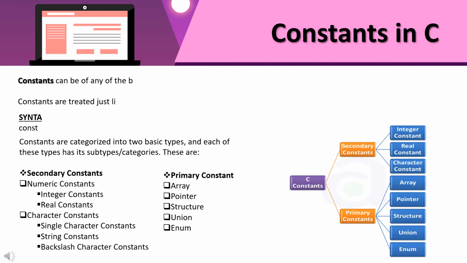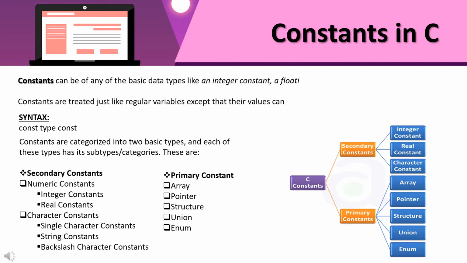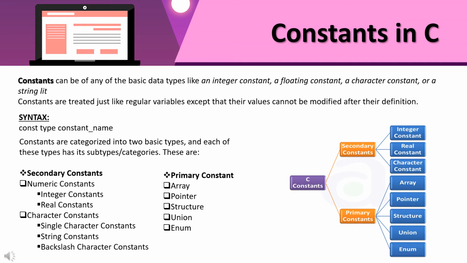Constants in C can be of any of the basic data types like an integer constant, a floating constant, a character constant, or a string literal. There are enumeration constants as well. Constants are treated just like regular variables, except that their values cannot be modified after their definition. The syntax is const type, constant name.